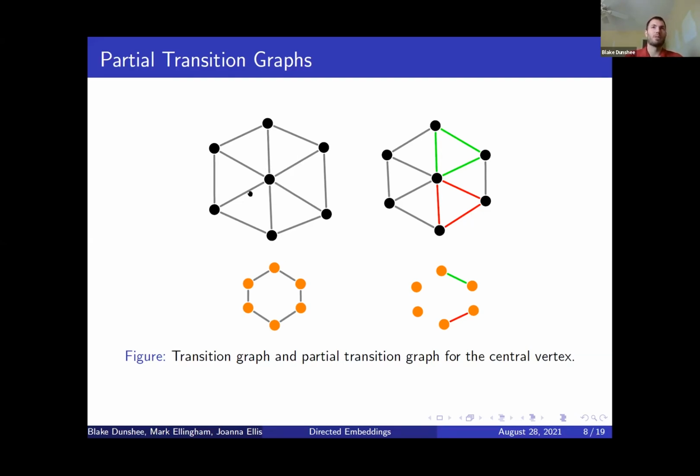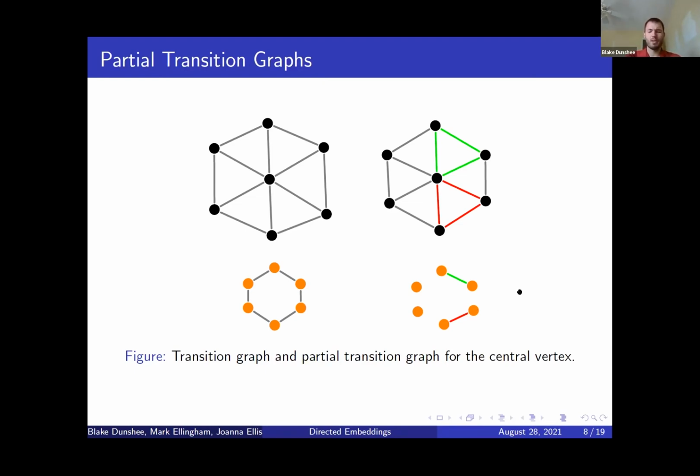But if, however, we consider this as an abstract graph and we then just predetermine that two of these triangles are going to be faces in the embedding, this green triangle here, say we pre-specify as a face in the embedding, and this red triangle here, we pre-specify as a face in the embedding, then we can think of how this translates to the transition graph: it's like we're fixing two of the edges in the said transition graph.